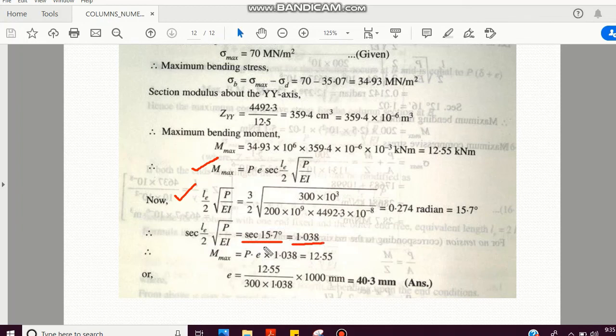So sec of 15.7 degree is 1.038. Now the maximum bending moment is P into e into 1.038, which becomes 12.55, and the value of P is already known to us. So the e value, small e, the eccentric distance, is 40.3 millimeter. So this is the answer, the value of the eccentric distance. Okay, thank you.